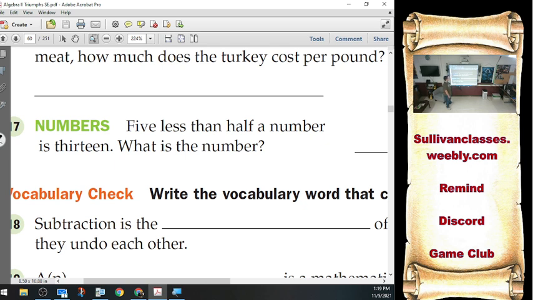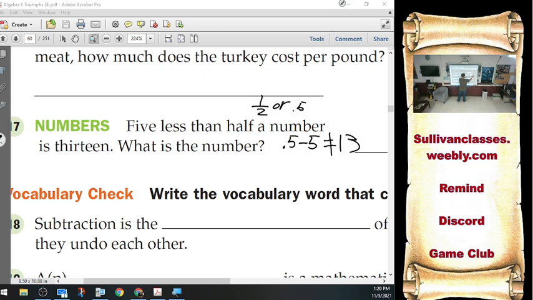And then, all right. So I have 5 less than half. Half is equal to 1/2 or 0.5. I just use 0.5. It's a terminating decimal. I'll allow it. So I have 0.5 and then less than 5, so I'm subtracting 5. And then half a number is 13. 13 is what I'm supposed to get.